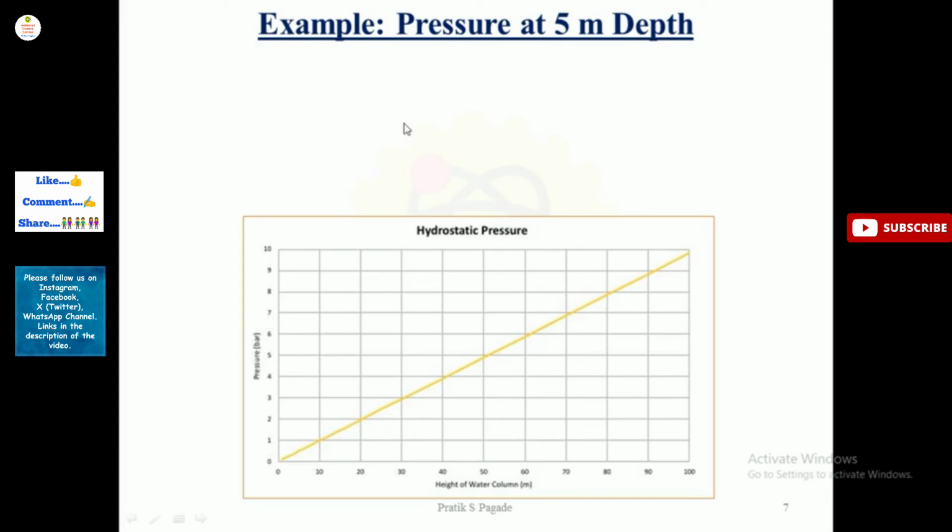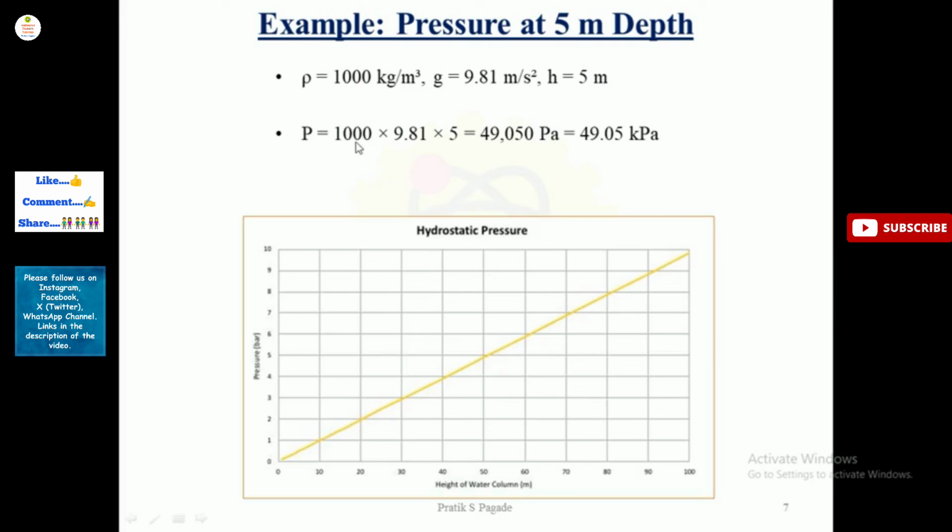So further now let's see the example, pressure at 5 meter depth. Okay, so see here, rho, the density of water, is equal to 1000 kg per meter cube, G, that is acceleration due to gravity, is equal to 9.81 meter per second square, and H is the depth, that is 5 meter. Okay, so P is equal to rho GH, the formula we are using here and putting the values. From that we will get the value 49.05 kilopascal. Okay, so pressure increases linearly with depth, as you can see from the graph.